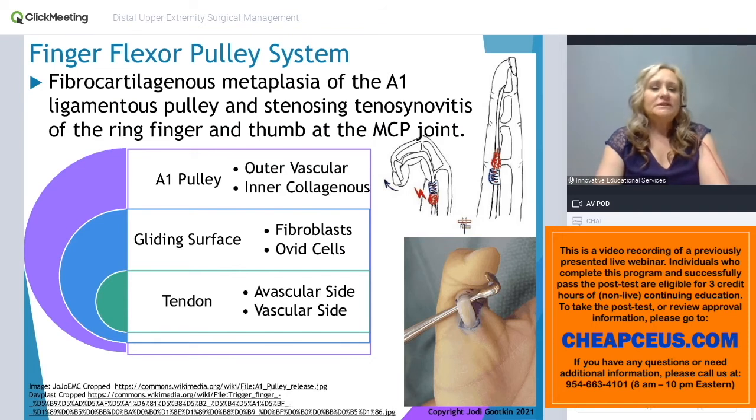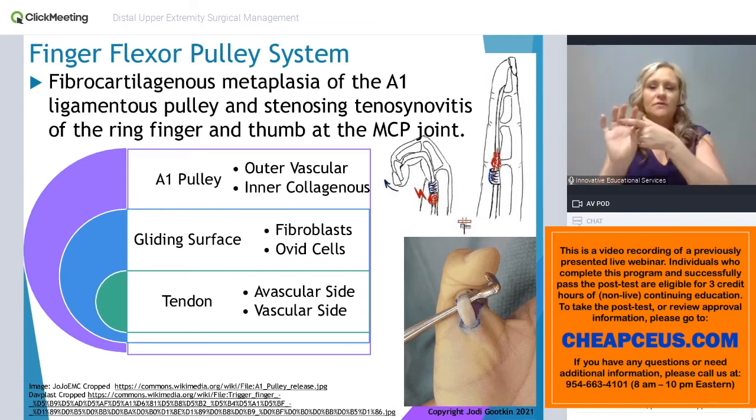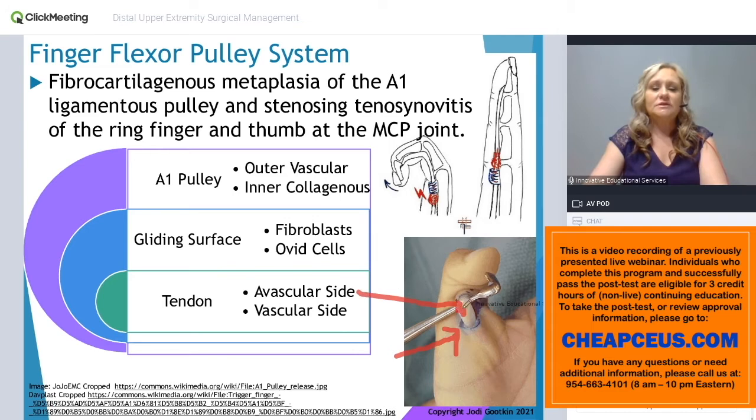The reason this happens is related again to that flexor pulley system. When we look at the mechanism related to this, it is a stenosing tenosynovitis. Our tendon is covered by that A1 pulley. And when we look at the tendon in the right bottom image here, it should be nice and clean and smooth. And it's this outer avascular side here, smooth side of the tendon, that's gliding against the inside part of our ovoid cells, they're called, of that A1 pulley.